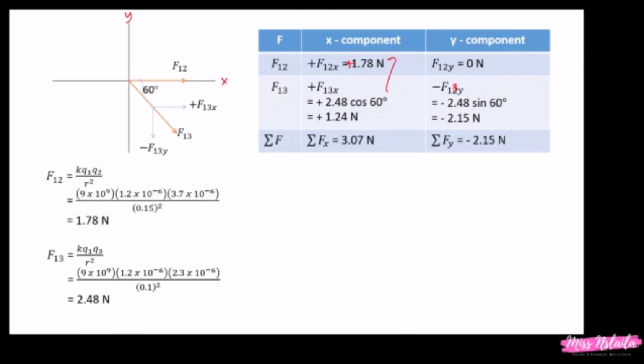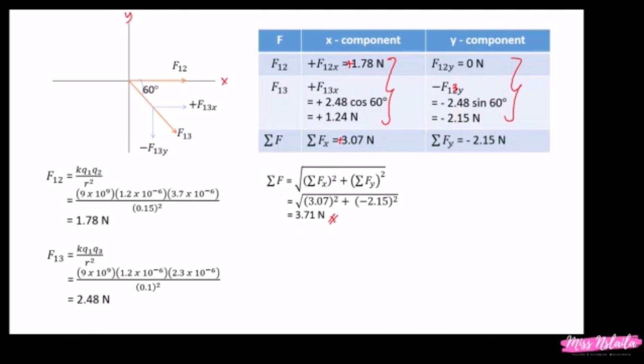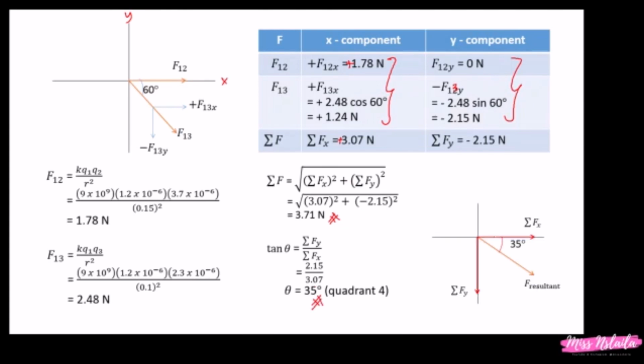The next step is to add all the forces on the x-axis. We will get positive 3.07 Newton, and add all the forces on the y-axis. We will get negative 2.15 Newton. So the next step is easy because we already know how to find the magnitude and direction. For the magnitude of the resultant force, we will get 3.71 Newton. And the angle for the resultant force, we will get 35 degrees in quadrant 4. So if you sketch it back, summation Fx is positive, so it is to the right. Summation Fy is a negative value, so it will be on the negative y-axis. The resultant force will be in the fourth quadrant with an angle of 35 degrees.